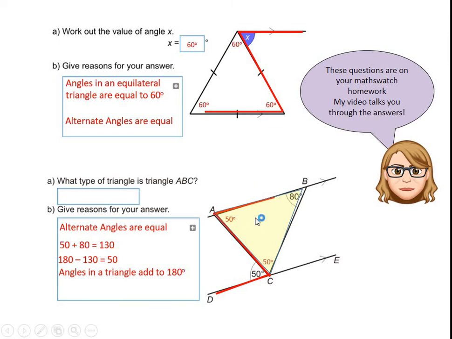This means that this must be an isosceles triangle because the two angles at the bottom are the same. Base angles on an isosceles triangle are equal, so the type of triangle is an isosceles.